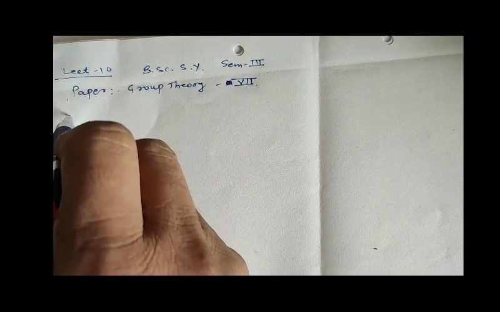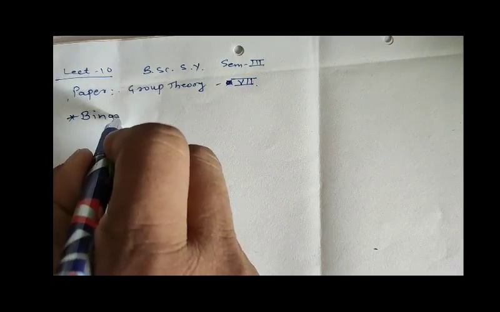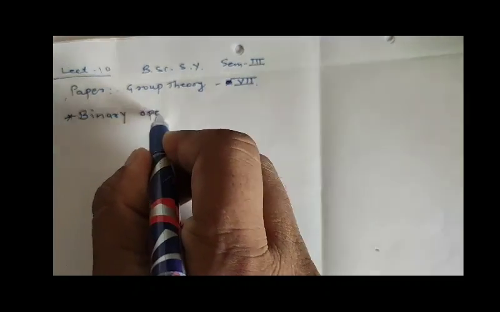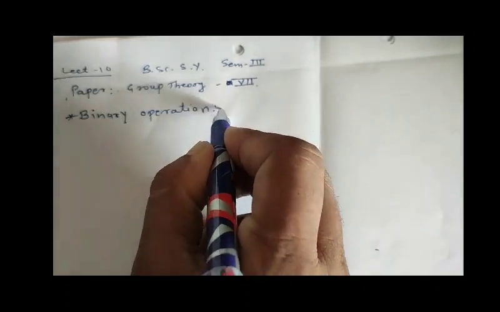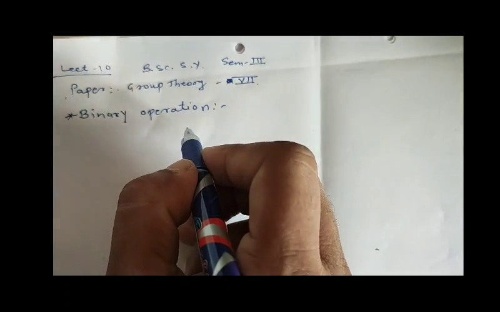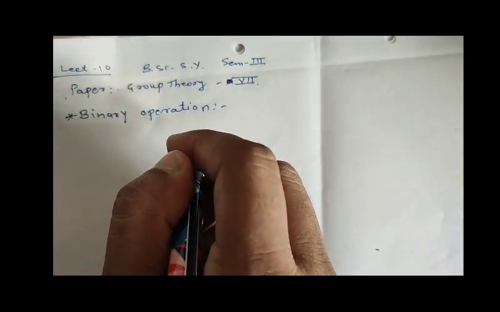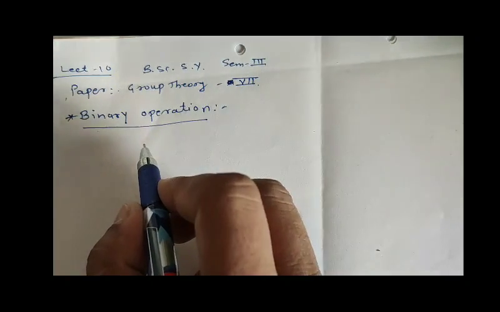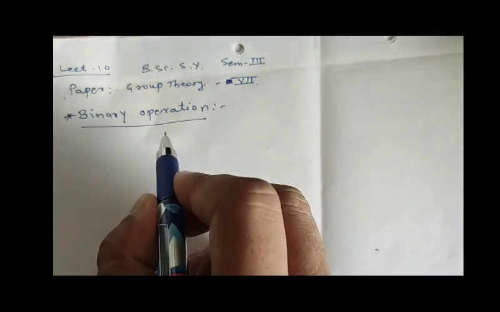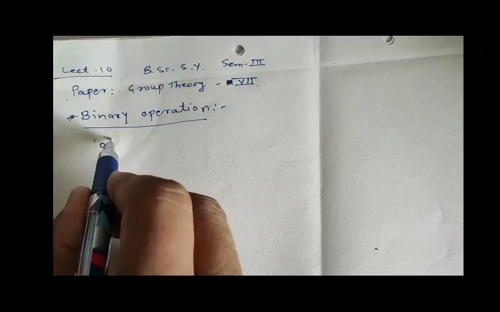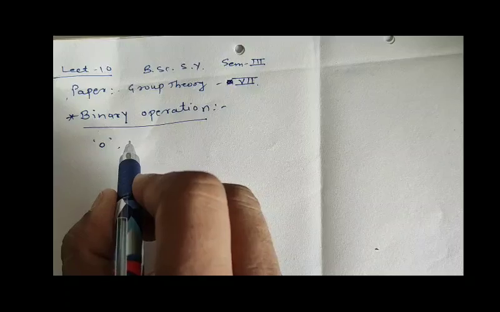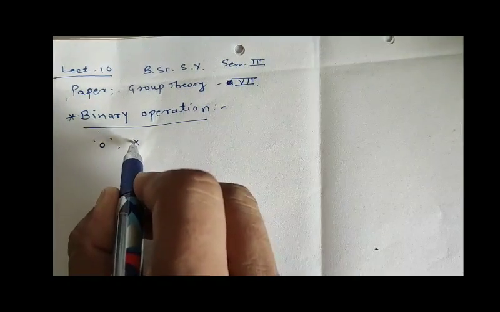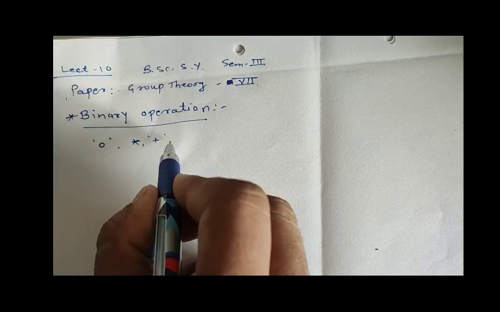Today's topic is what is meant by binary operation. Let us define what is meant by binary operation. Binary operation is denoted by this symbol, that is dot, or some authors indicate it like star, plus, and so on.